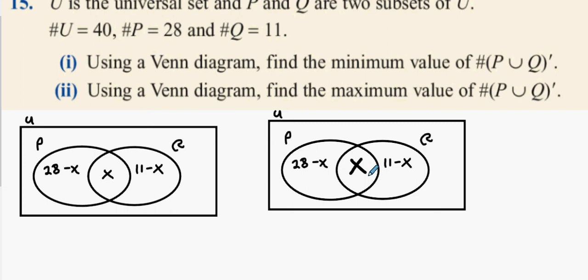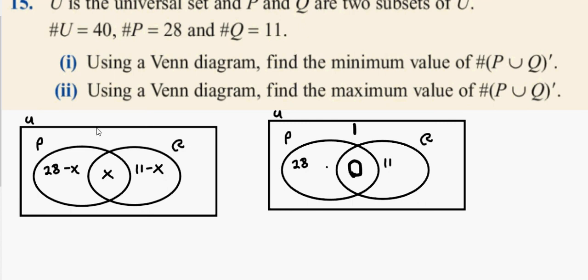Okay, so what happens if I put in X equals 0? Let's find out. 0 here. So what does that make the other two? 28. Okay, yeah. What's that make this one? 11. And the whole thing has to add up to what? Has to add up to 40. Do I currently add up to 40? So what can I put on the outside? 1. Okay.